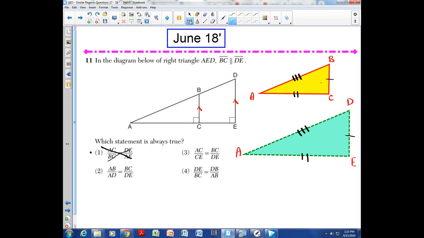Let's look again. AB, the 3, put it over the corresponding side over AD, and then they went back and they put BC, the 1, over DE, the other. There you go. That's a consistent proportion.